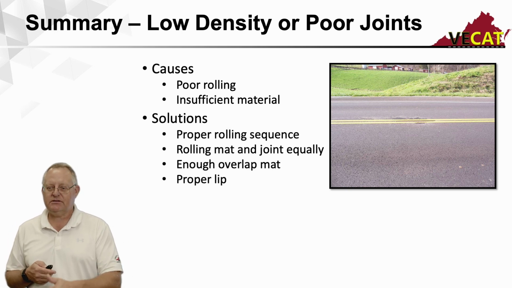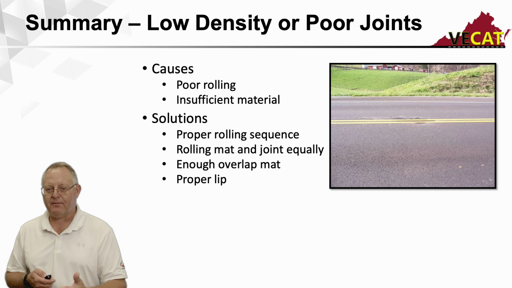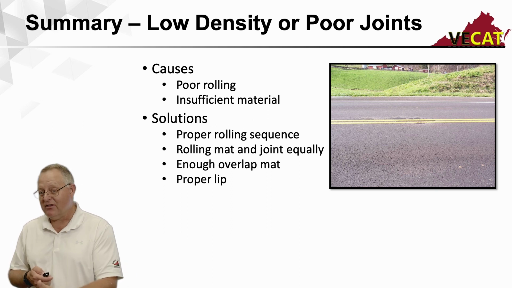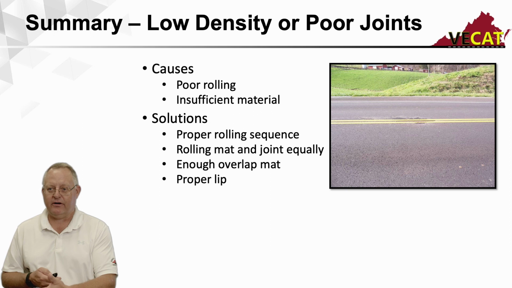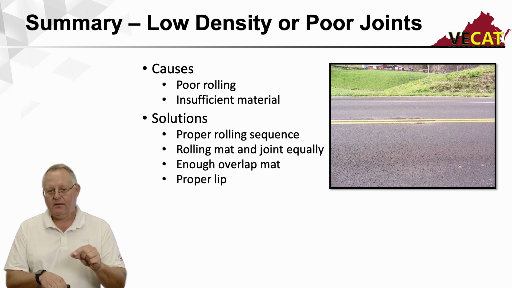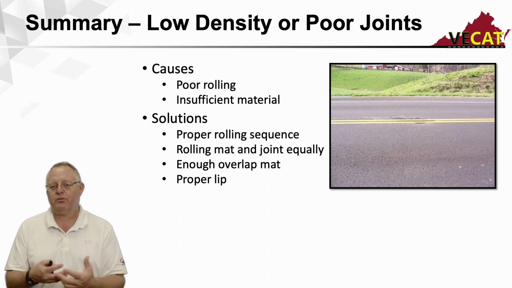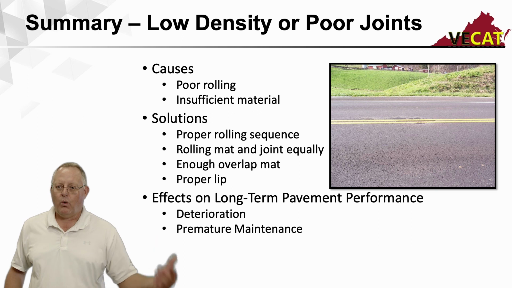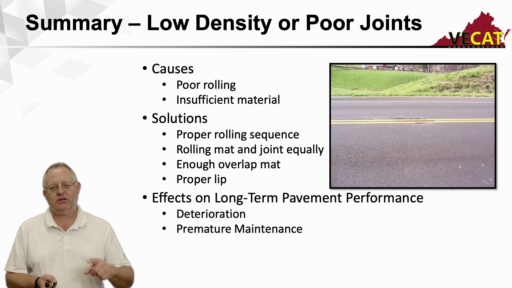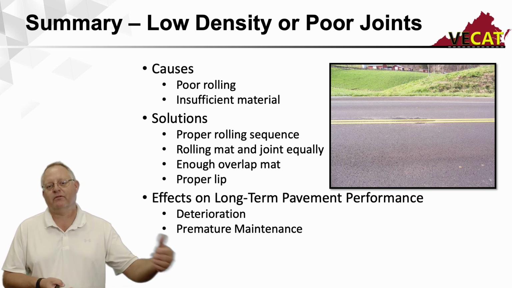Some solutions is proper rolling. Again, ensuring that that's being done, you're checking it, you're making sure that mat and that joint's being rolled properly. We're making sure that we have enough overlap, enough material there to overlap, and we got a proper lip. So we don't want a perfectly flat longitudinal joint. We should feel a little bit of a lip. That second pass should be a little bit higher than that first pass because we want to make sure that we're compacting it into place. Why? We're trying to avoid deterioration and premature maintenance that then ends up leading to premature having to remove and replace that surface.